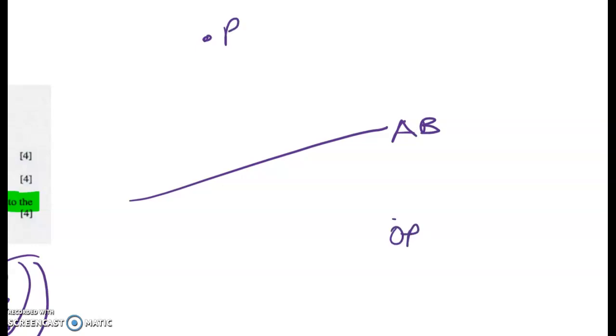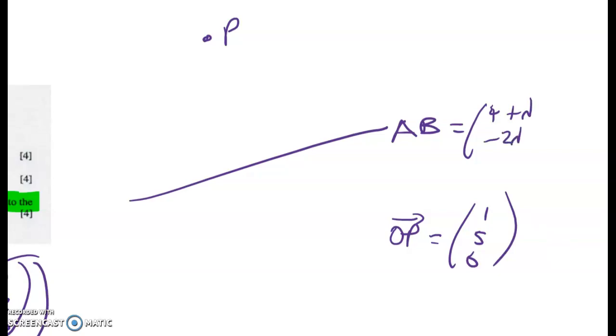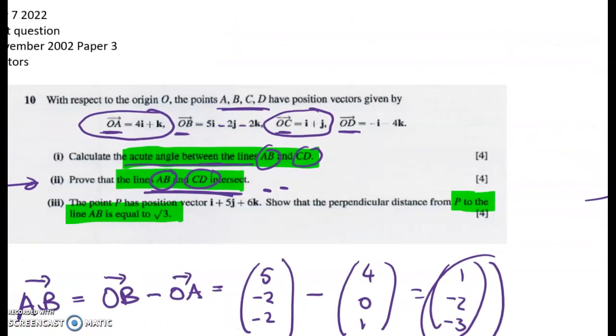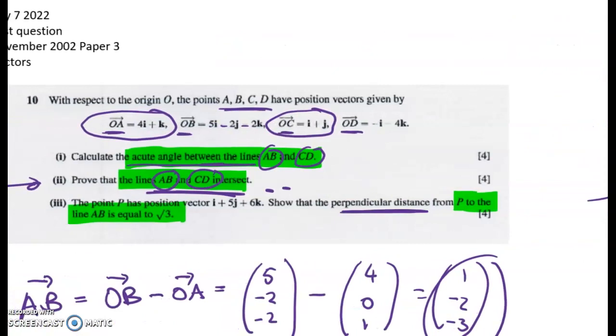Right, so we've got the position vector of P is (1, 5, 6), and we've got the line AB is this: (4 + λ, -2λ, 1 - 3λ). So we've already done that work before, so we're going to make the most of it now. We're going to draw a very bad diagram here, putting a right angle in here. Now, why am I putting the right angle in? Well, in this case, it tells us that we're finding the perpendicular distance from P to the line, right?